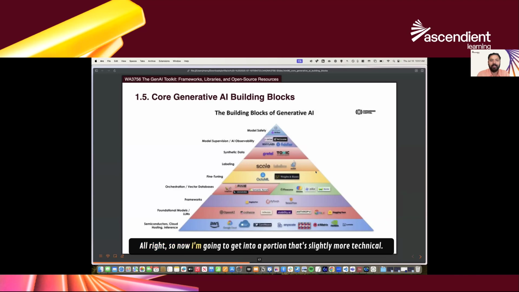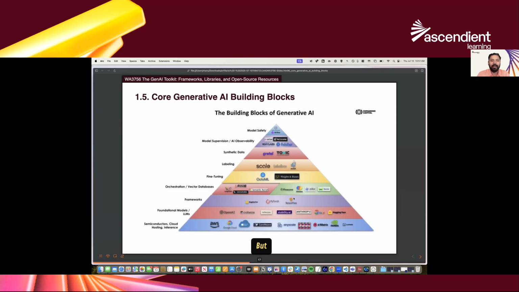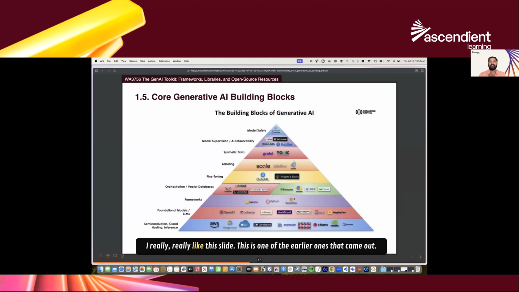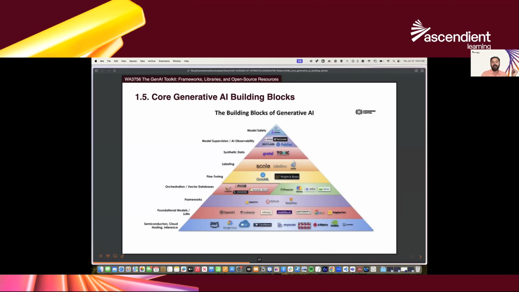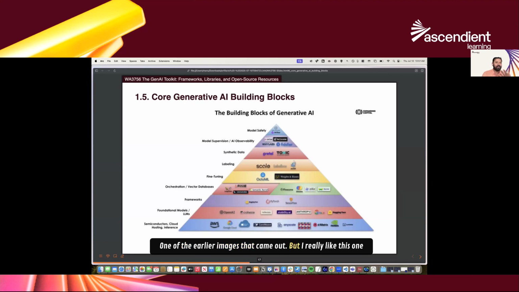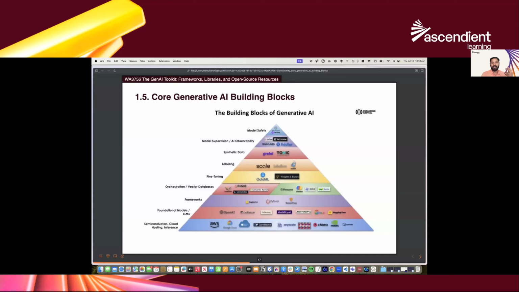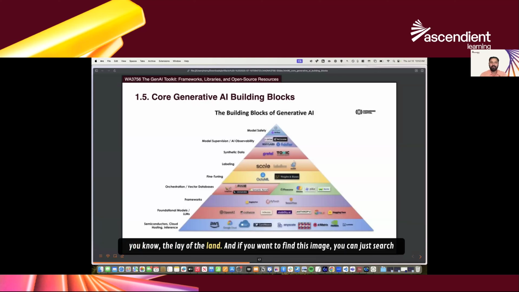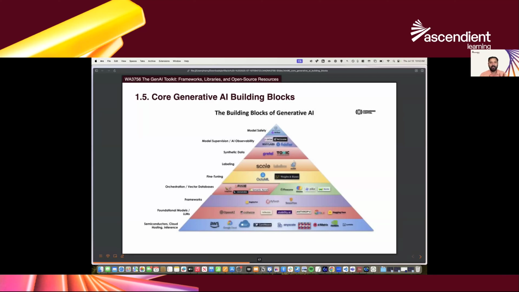All right, so now I'm going to get into a portion that's slightly more technical. It doesn't mean that non-technical folks have to zone out or snooze, right? But I really, really like this slide. This is one of the earlier images that came out, and I like it because it gives us the lay of the land. If you want to find this image, you can just search "building blocks generative AI." Great image created by I don't know who, but I'm stealing it here for sharing with you all.